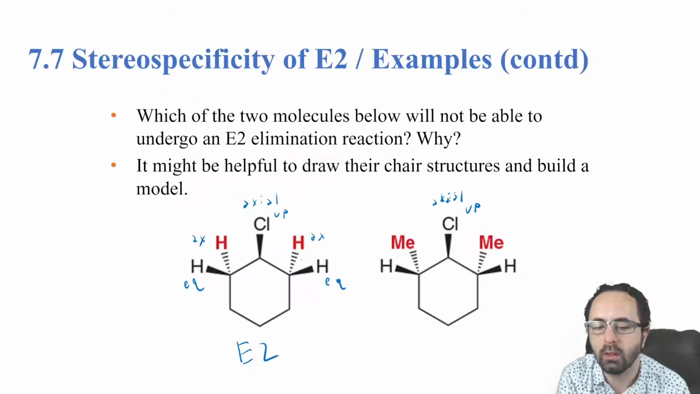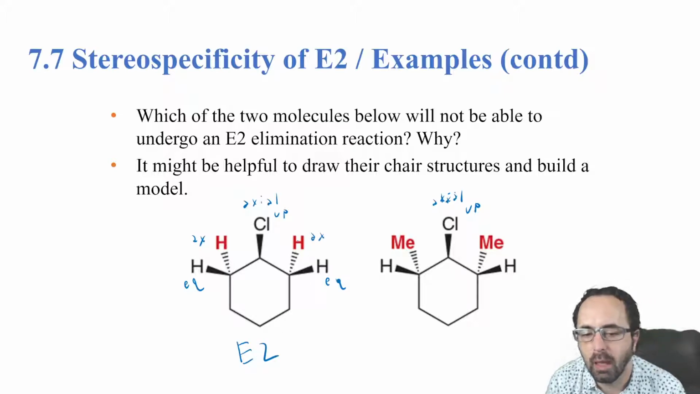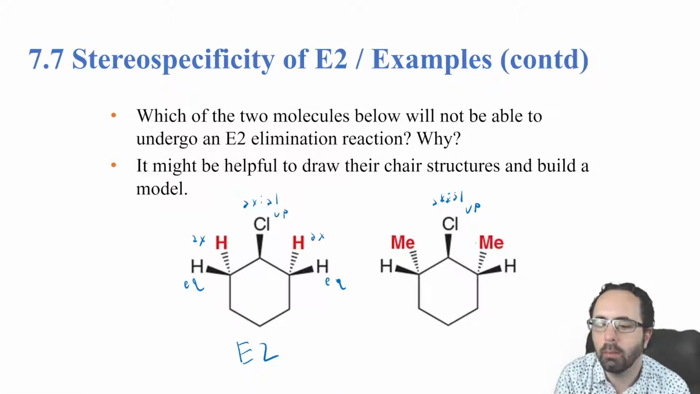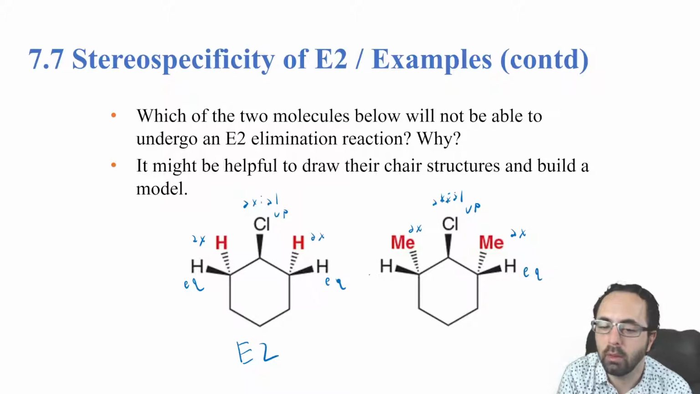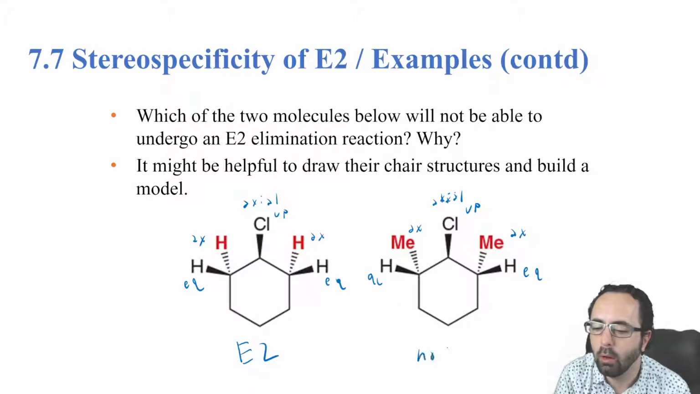And so this one would undergo E2. It will do E2 because the hydrogen can be axial and down, while the chlorine on the neighboring carbon is axial and up. However, here, the methyl, so axial is up, so on the neighboring carbons, axial will be down. So the methyls will be at the axial position. And the hydrogens will be equatorial in both of these. So we'll get no E2 reaction from this molecule.